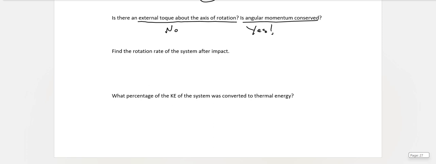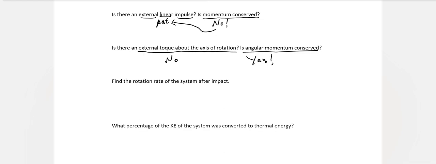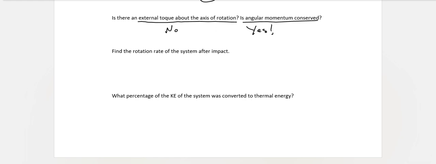What percentage of the kinetic energy was converted to thermal energy? All right, well, before the impact, the kinetic energy was due only to the putty. So that's going to be 1/2 mv squared. And here you're going to use the mass of the putty, and the 5 meters per second.